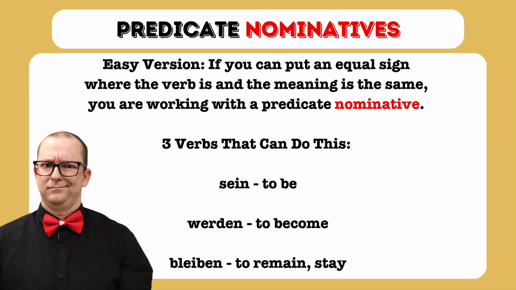As I mentioned before, if you can use an equal sign where the verb is, that of course tells you that you need a predicate nominative. There are three verbs in the German language that can do this: sein, which means to be, werden, which means to become, and bleiben, which means to stay or remain.